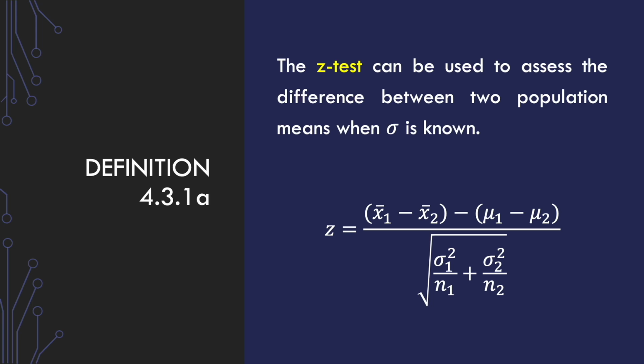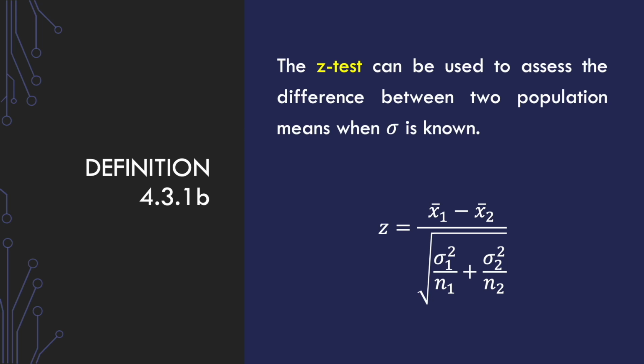And this is the formula for the z-test. I-minus natin yung mga sample means, i-minus din natin yung mga population means over the square root of sigma squared 1 over n1 plus sigma squared 2 over n2. Pero, we assume in our examples that mu1 is equal to mu2. So we can reduce this into z is equal to x bar 1 minus x bar 2 over the square root of sigma squared 1 over n1 plus sigma squared 2 over n2.